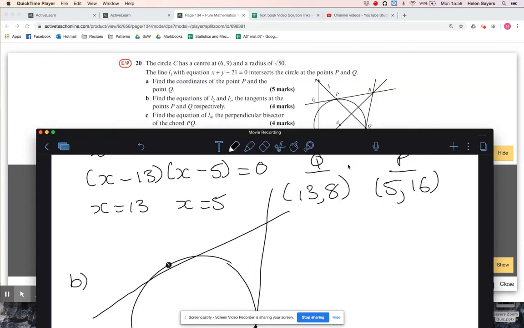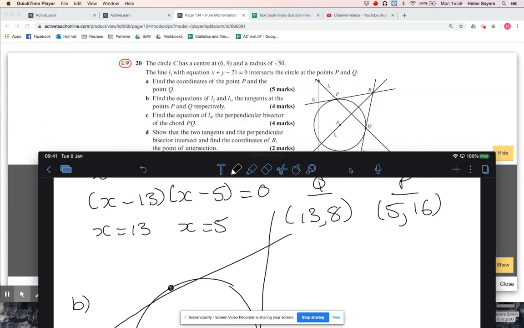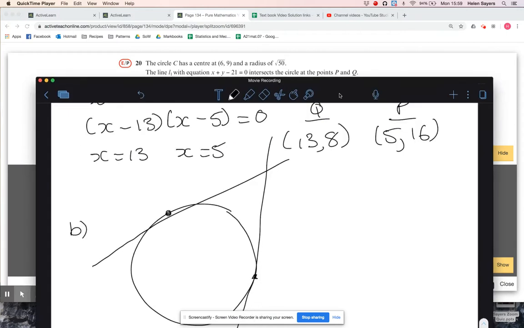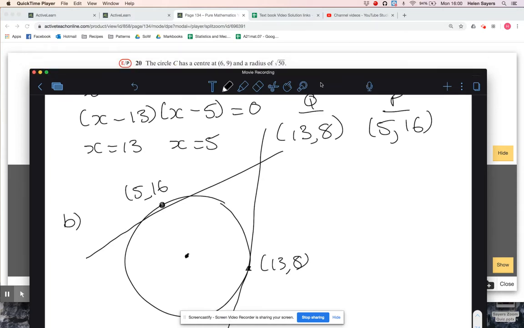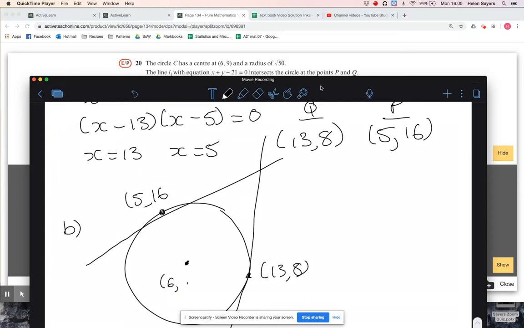And what do we know about them? All they've told us is they're the tangents at those points. Right, so what have I got? That one was 13, 8, and that one was 5, 16. Okay, so I think what I'm going to do, so I could think about the gradients. So I know the centre of the circle. Yeah, I think that's going to be my best bet. They told me that. That's 6, 9.